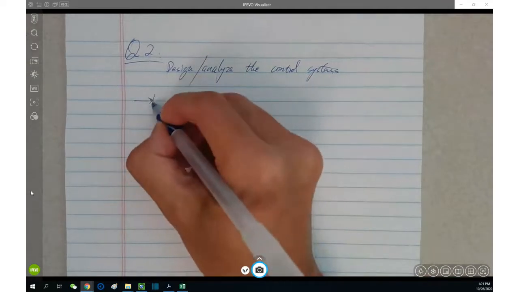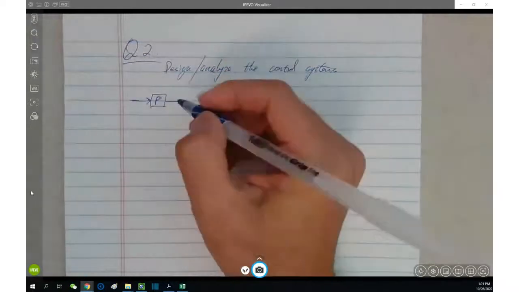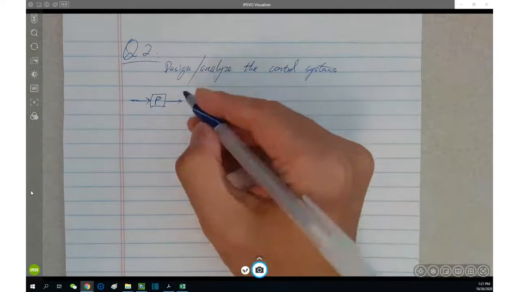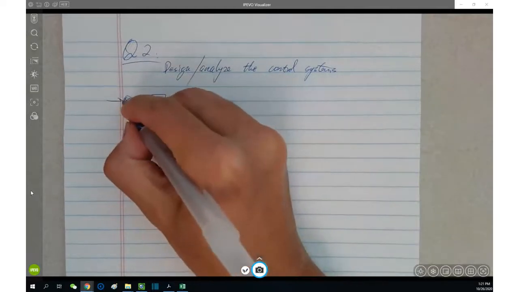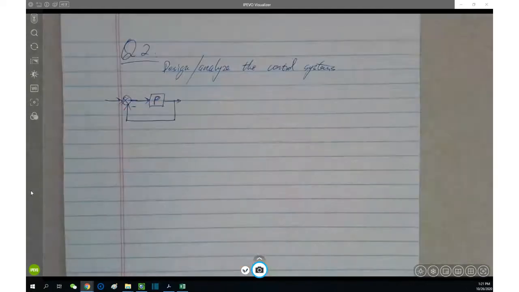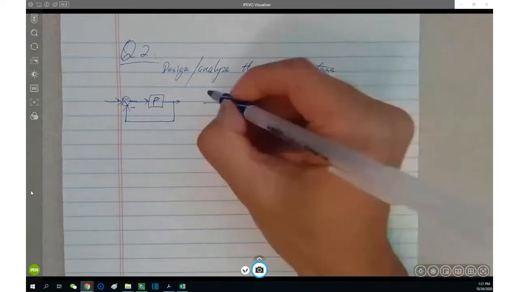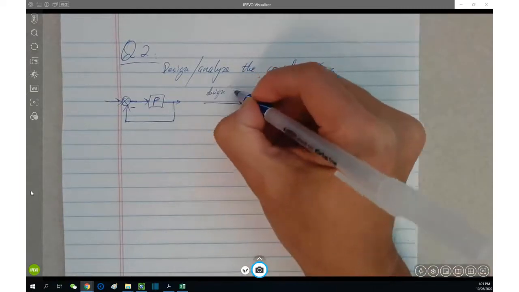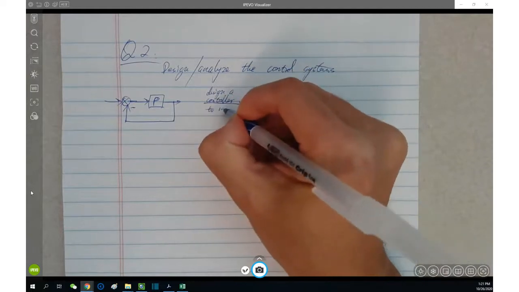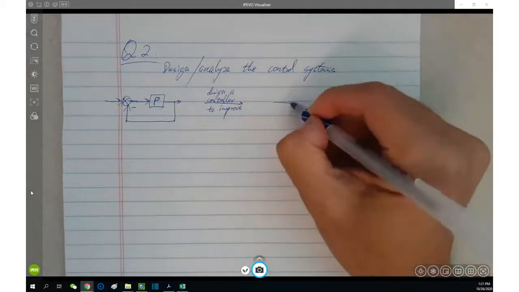And basically, it means this. For example, you have only a plant. They might have feedback already. What you're going to do is design a controller to improve the system, make it become like this, right?